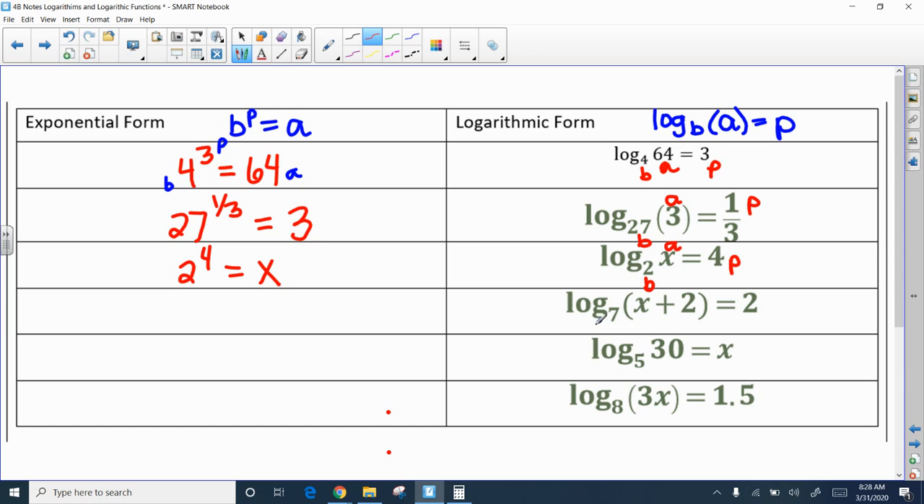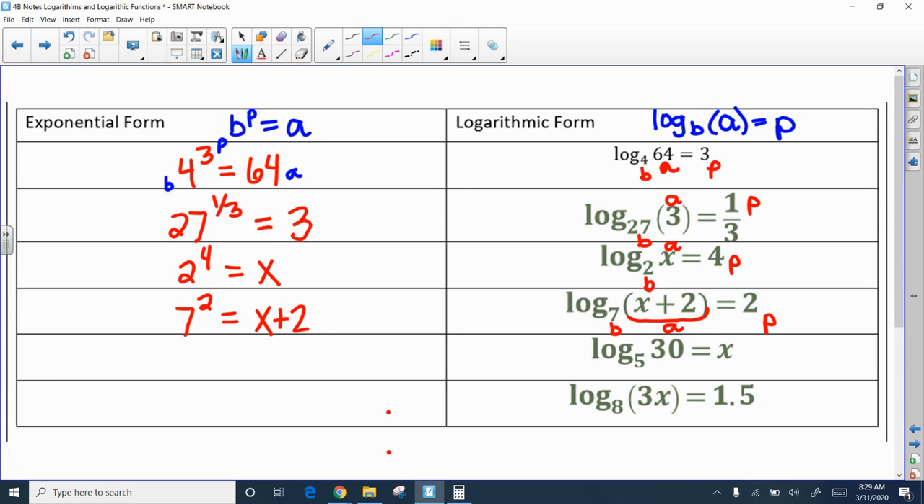All right, the fourth example, we have log base 7 of x plus 2 equals 2. So this is the base. This whole expression here is the a, and the 2 is the p in this case. So if I rewrite it in exponential form, b to the p power equals a. It's going to have 7 to the 2nd power equals x plus 2. So I'm just filling in the b, the p, and the a.